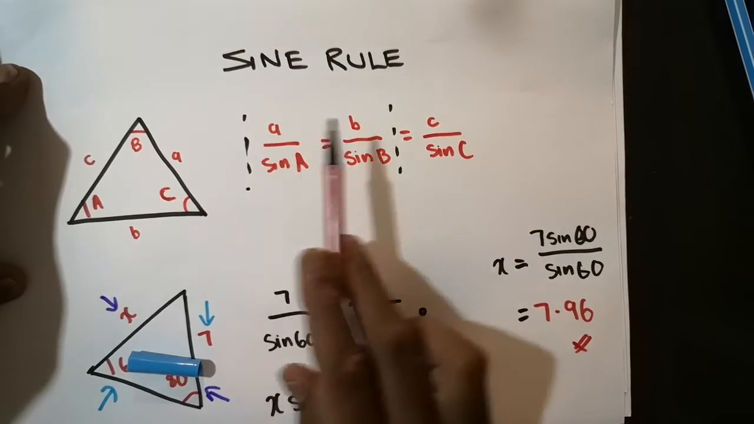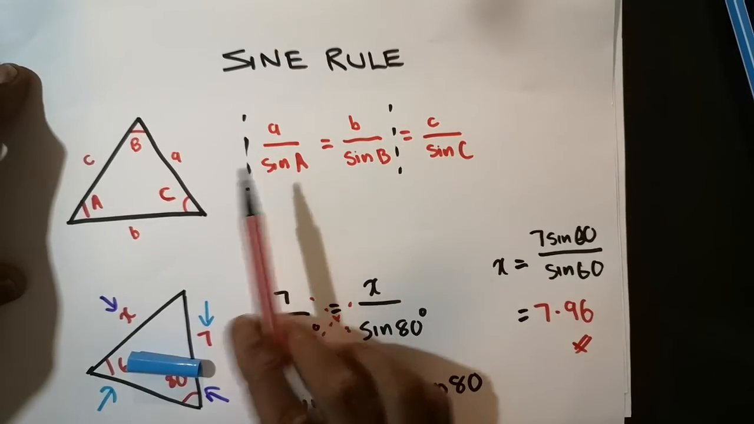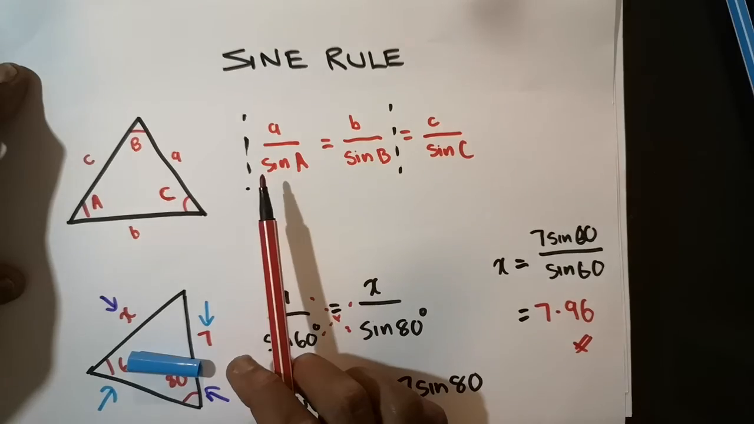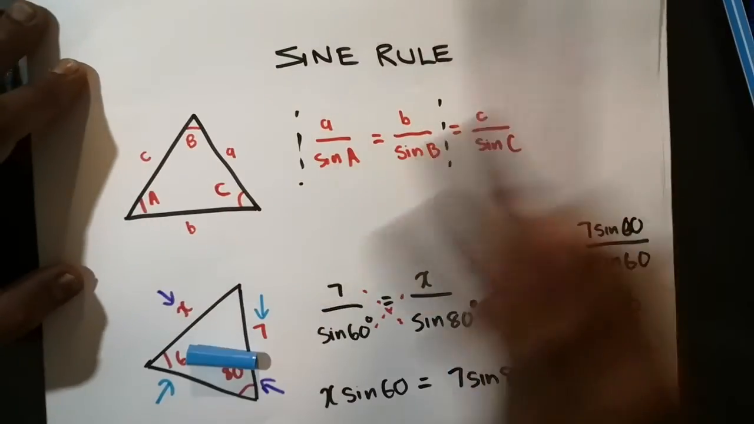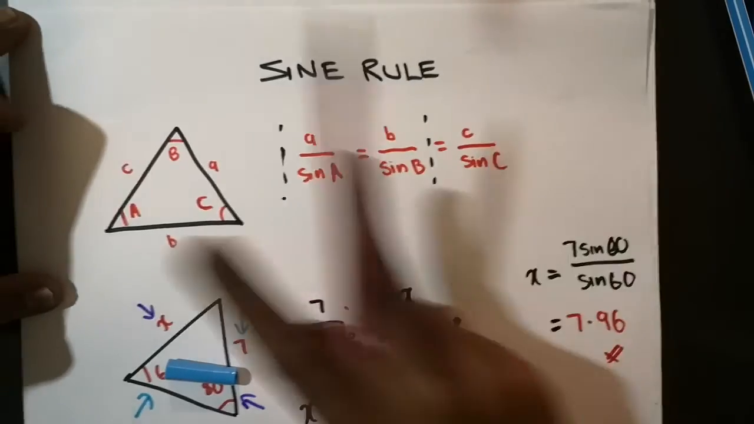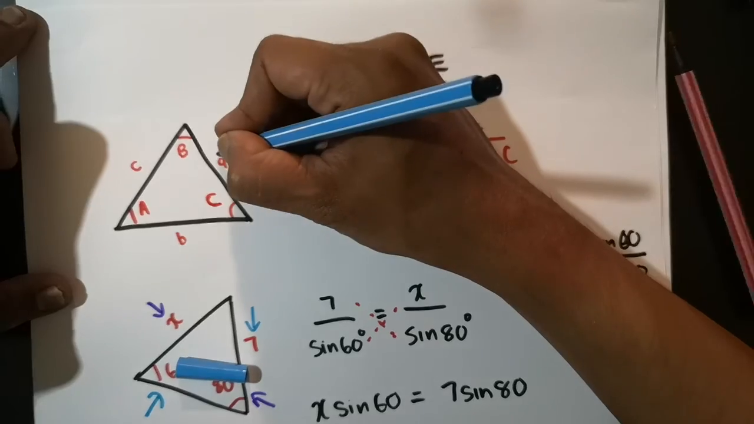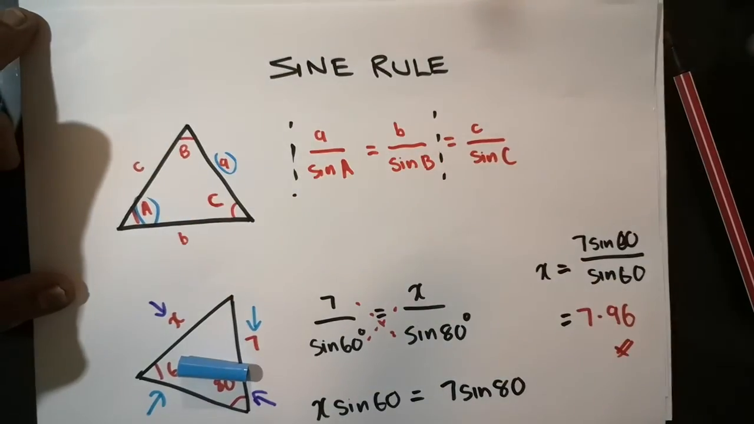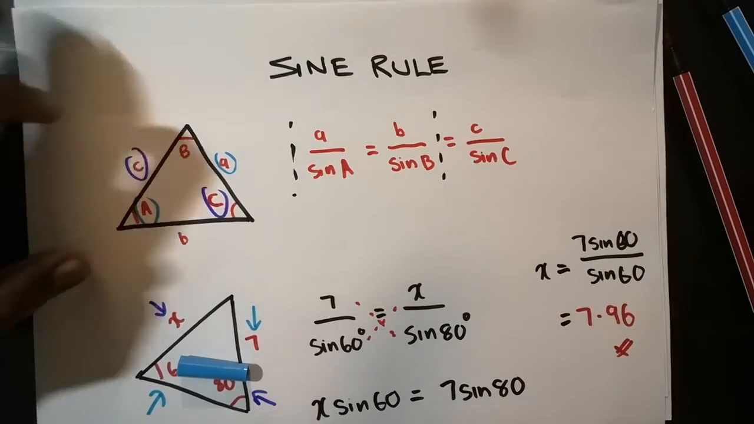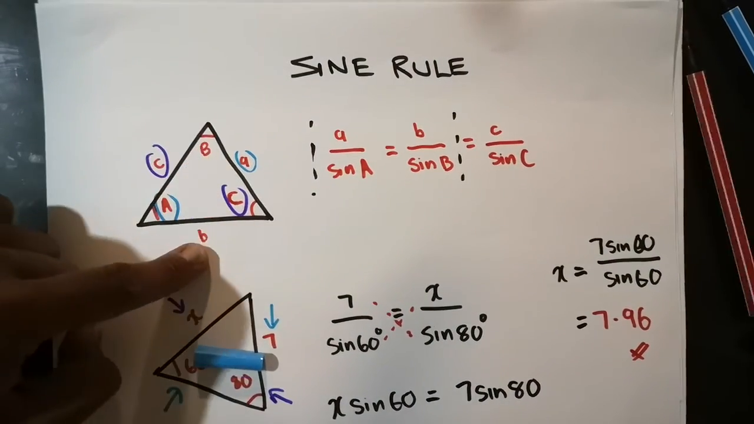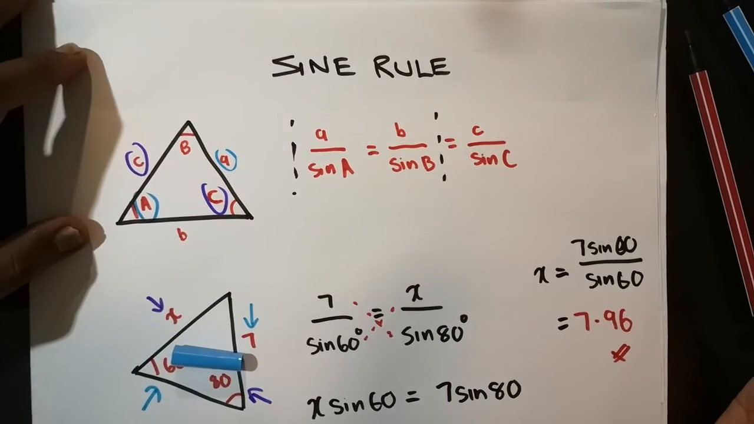So again, I repeat, what you must do in sine rule is to know this formula. On top, all your numerators must be lengths. Below, all must be angles. So firstly, know the formula. Secondly, find your pair. So this is my first pair, this is my second pair, and this angle and this length is my third pair. You know that everything becomes easy already.